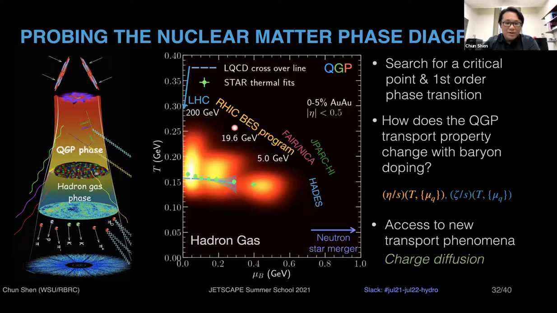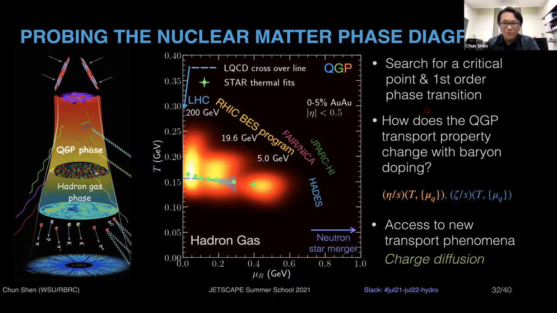There's also another direction that people pursue nowadays. As you can see, there are a lot of experimental programs trying to go into low energy collisions. One of the goals is to probe the phase diagram in another direction, which is finite chemical potential. As you go to lower energies, you're not probing the high temperature limit, but rather finite temperature and finite chemical potential. Trying to map out the phase diagram of the quark gluon plasma in these two dimensions is one of the primary goals of the heavy ion collision program at the current stage.